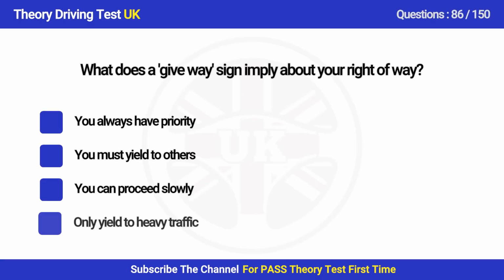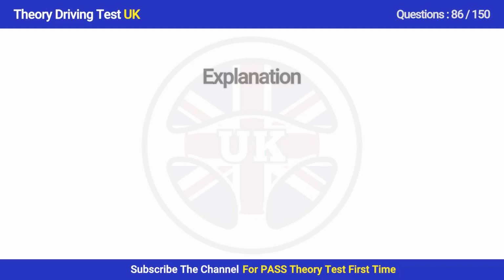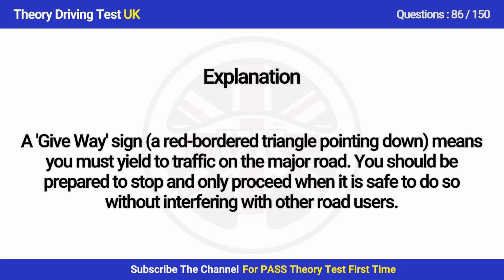It is crucial for drivers to understand these signs to position themselves correctly for their intended route. Question 86. What does a give way sign imply about your right of way? A. You always have priority. B. You must yield to others. C. You can proceed slowly. D. Only yield to heavy traffic. Answer is B. You must yield to others. A give way sign, a triangle pointing down, means you must yield to traffic on the major road.